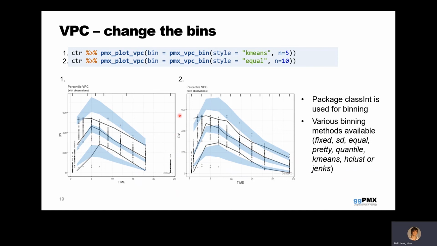You see in these two graphs the VPC of the simple model with two different binning styles. Bins are indicated by the rugs here. On the left, we used k-means with 5 bins. On the right graph, we used the style equal bins, as you see on the rugs, and there are 10 of them.